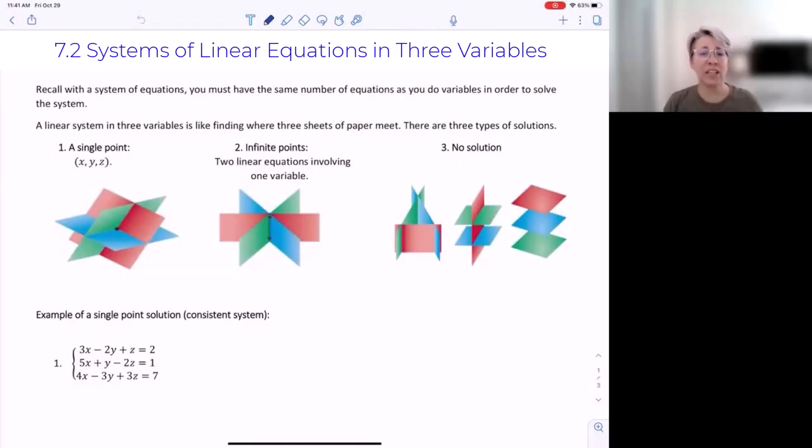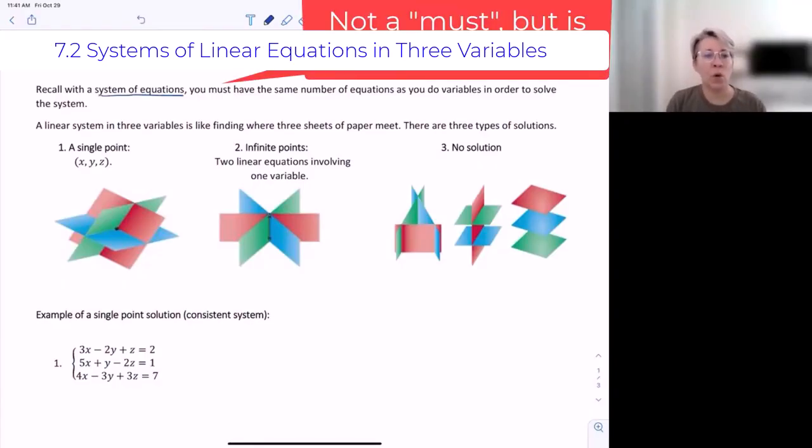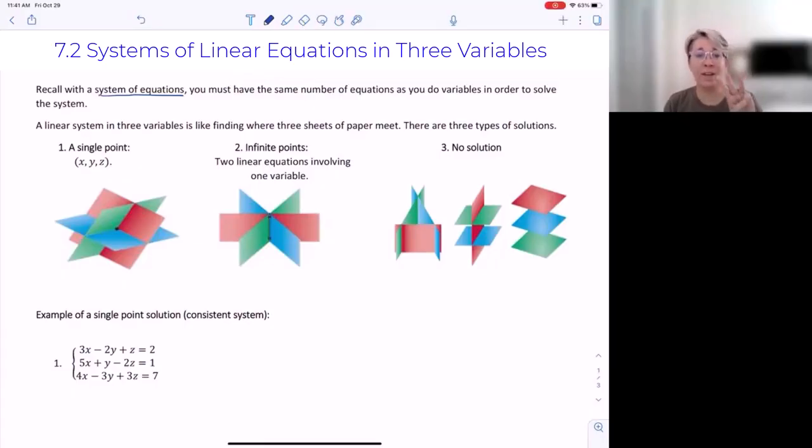Now we're looking at systems of linear equations in three variables. As you recall, for a system of equations, you must have the same number of equations as you do variables in order to solve the system. So with a linear system in three variables, we're going to have three variables and three equations. A linear system in three variables is like finding where three sheets of paper meet. Okay, you've got three planes.